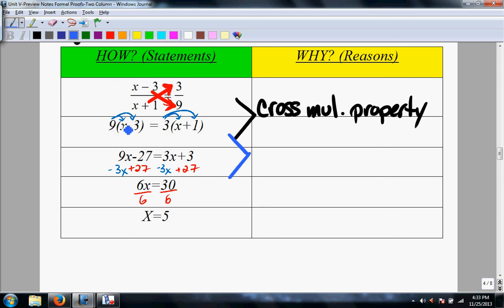From this step to this step, we see that we distributed the 9 and we distributed the 3. So what gave you the reason to go between these two steps? That would be called the distributive property.